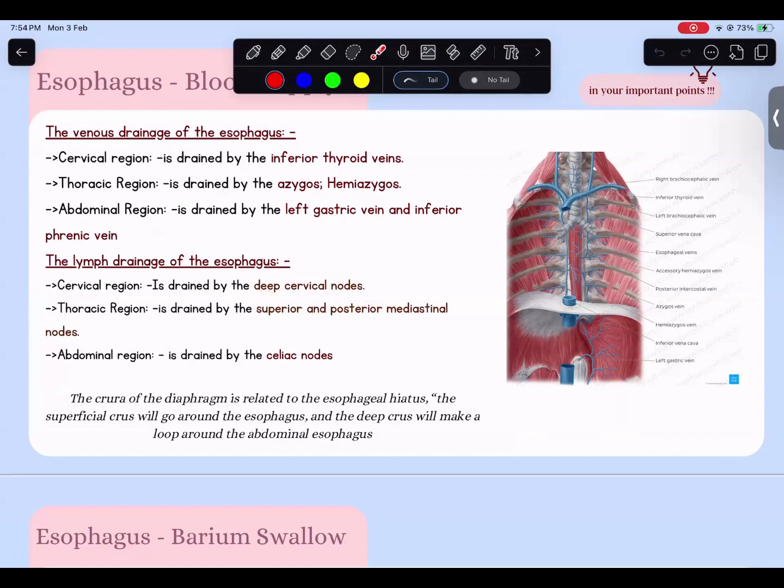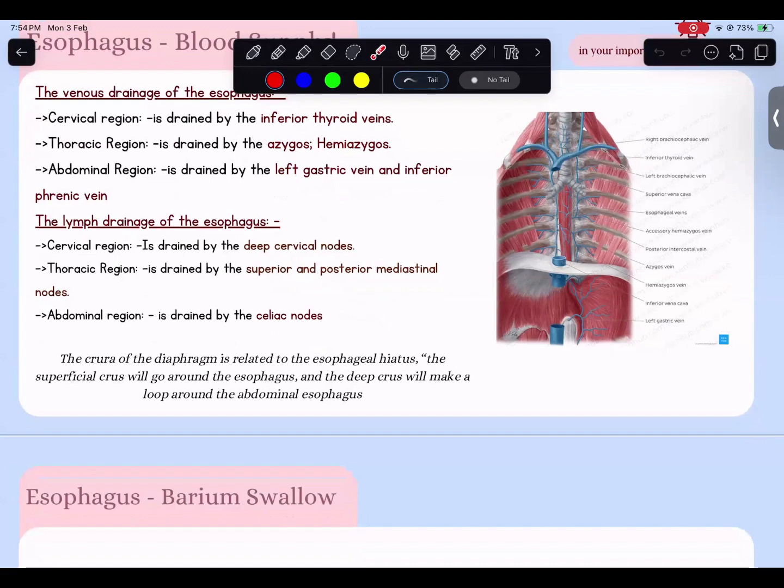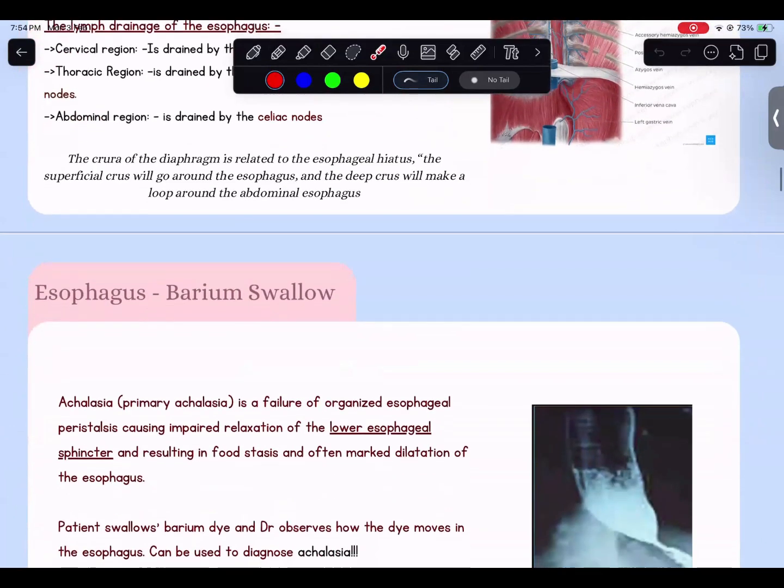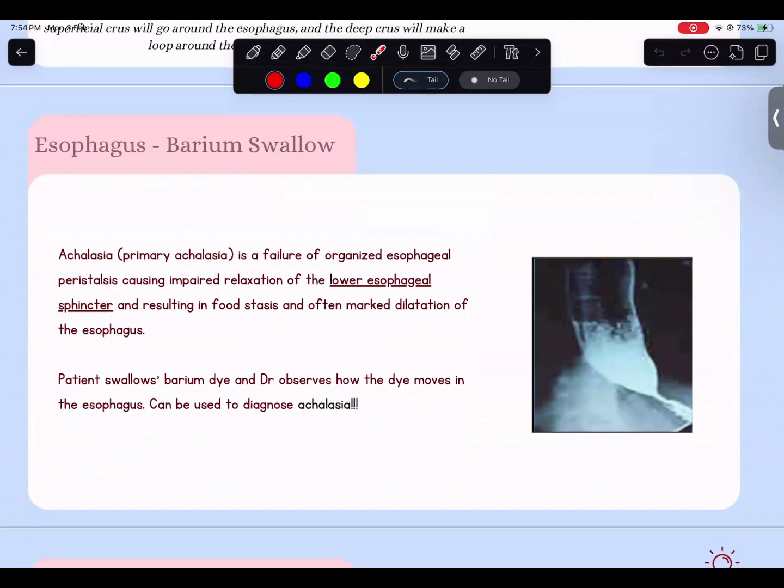The thoracic region is drained by the superior and posterior mediastinal nodes. It's going to make more sense after you take the anterior abdominal wall. The abdominal region is going to be drained by the celiac nodes. Important: abdominal region, everything, celiac nodes. Stomach, celiac nodes. Esophagus, celiac nodes, okay? Cervical region, deep cervical nodes. Okay, is that clear? Does anyone want me to repeat the blood supply, the veins, and the nodes?